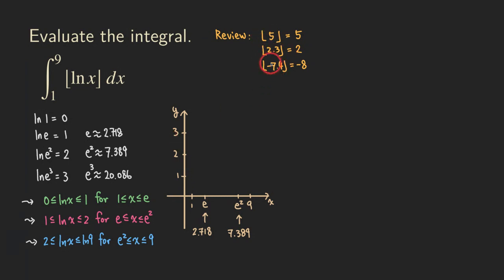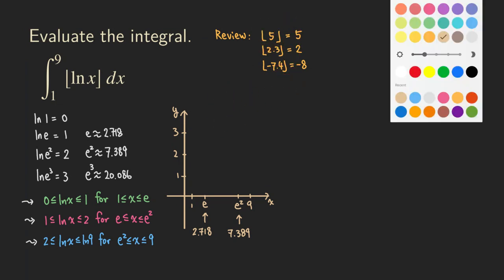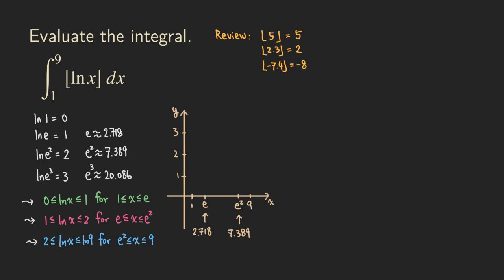We also need to know how the floor function behaves, right? So pay attention to that. That's just something to keep in mind right here. Okay, so for the x values between 1 and e, our function is actually going to be outputting a value that looks like 0 point something, because it's going to be between 0 and 1.